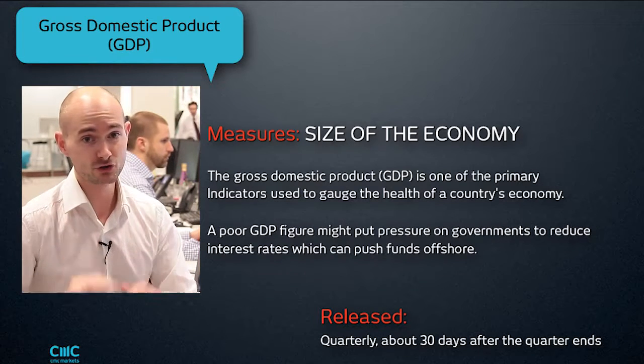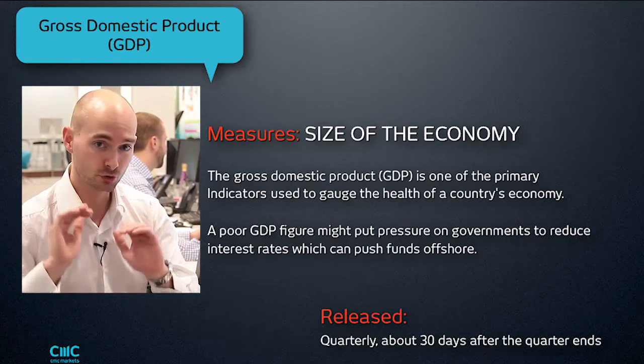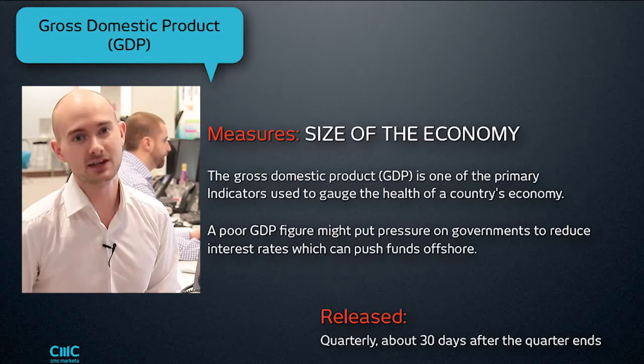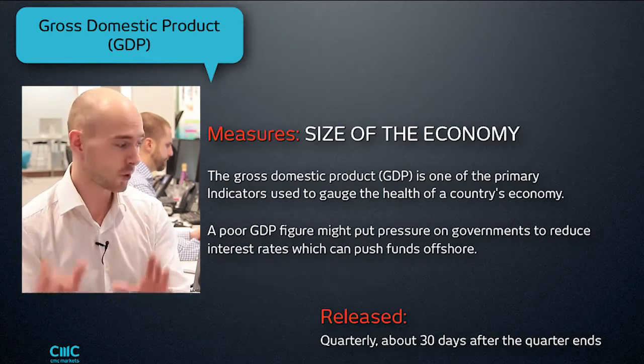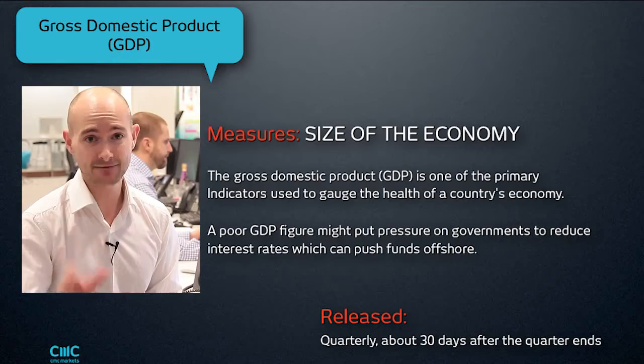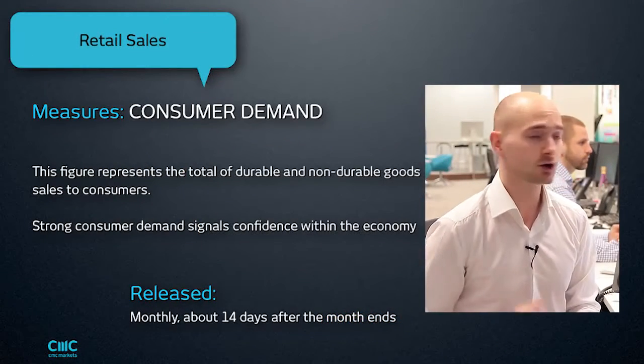If GDP figures are dropping, it puts extra pressure on the government of that particular country to lower interest rates to try and stimulate the economy that little bit more. So GDP, a very important one to come out. It only comes out quarterly, and it comes out 30 days after the end of the quarter. The next figure that we're going to go ahead and have a look at is retail sales.